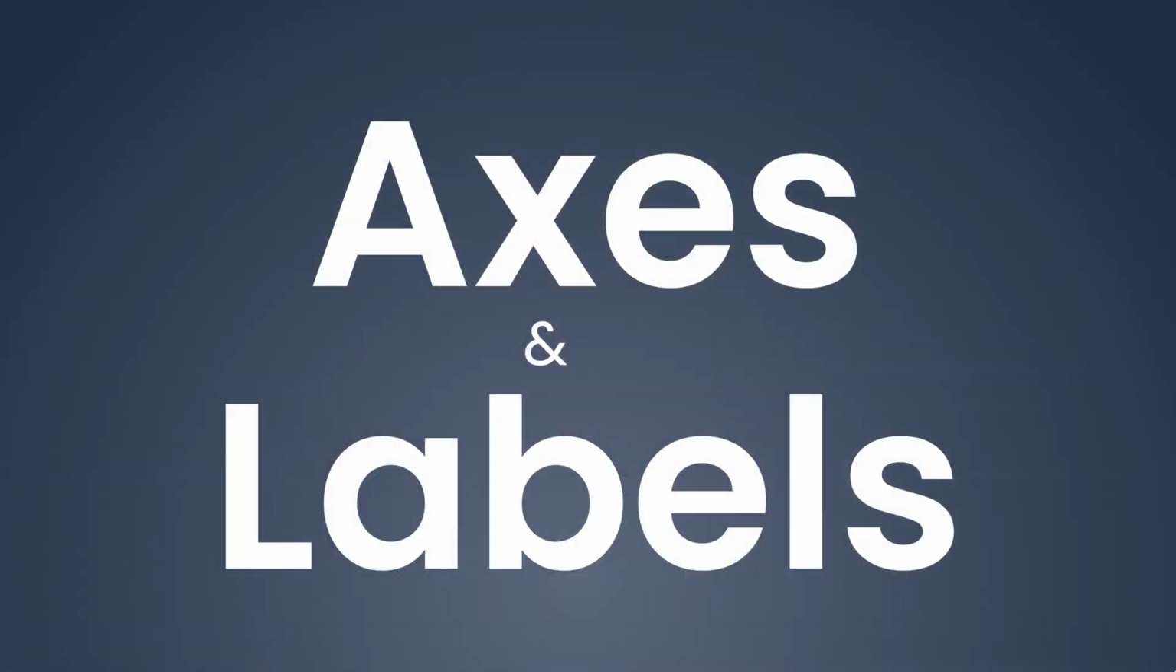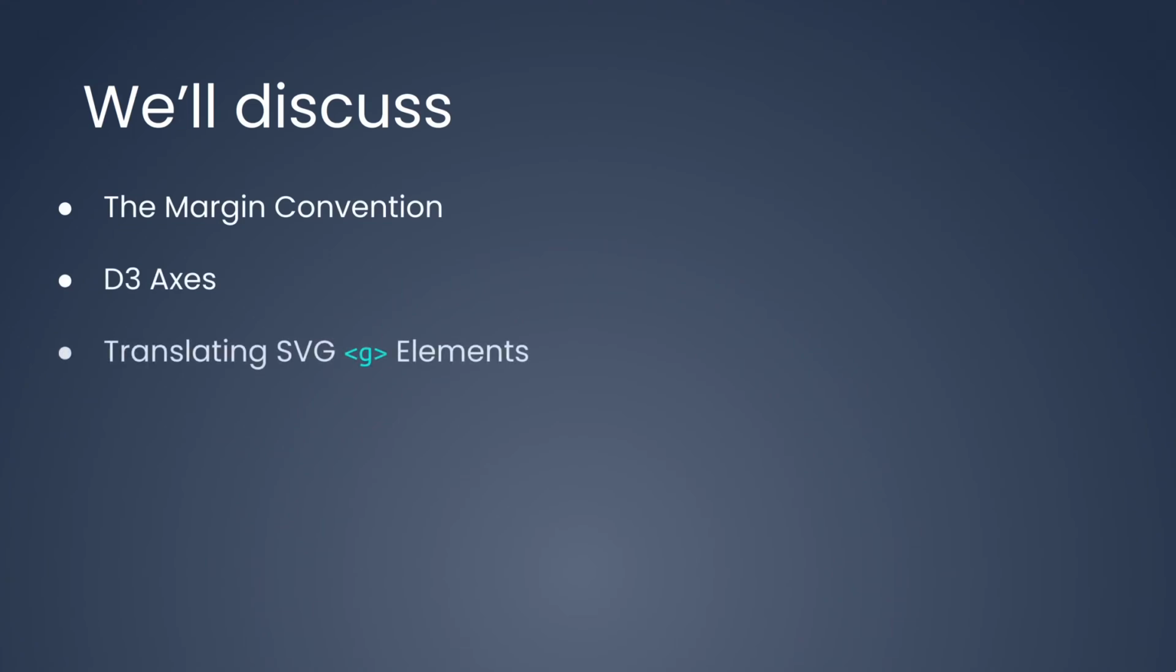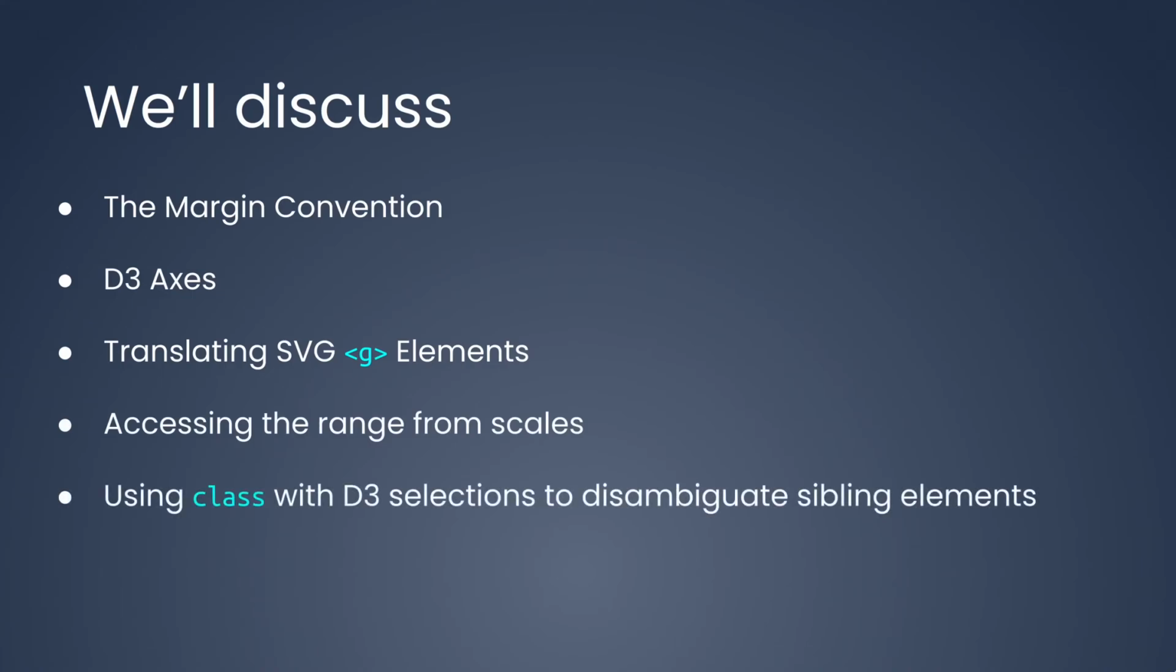Scatter plots with no axes or labels can't be actually interpreted. That's why we need to add axes and labels. We'll discuss the margin convention, D3 axes, translating SVG group elements, accessing the range from scales, using class with D3 selections to disambiguate sibling elements, and adding axis labels using SVG text elements.